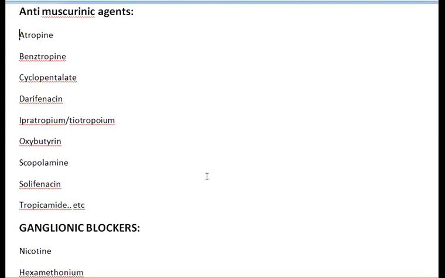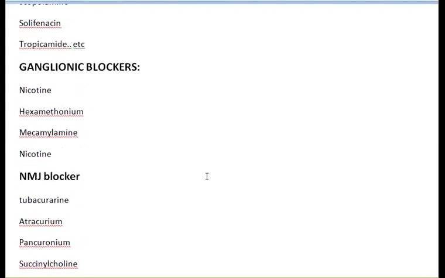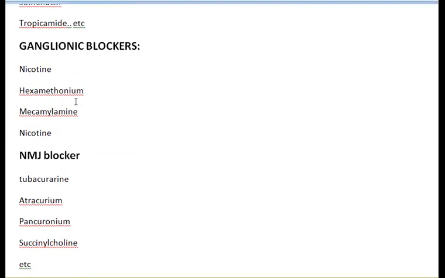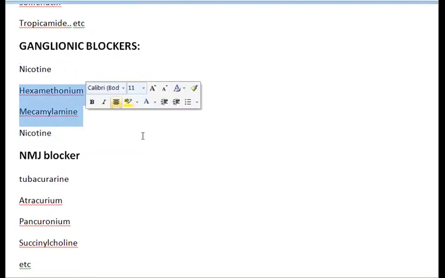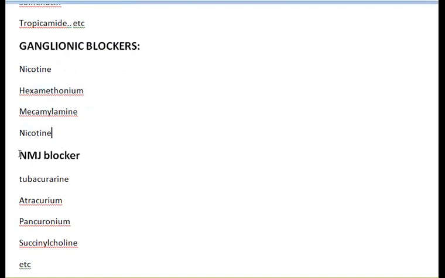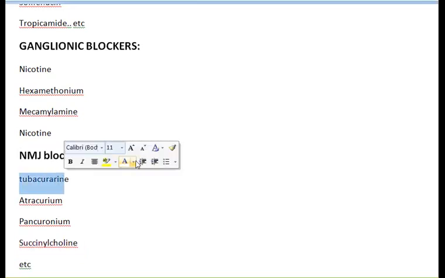But these ganglionic blockers are still remaining, which are not given in your first aid. Today we will be studying nicotine, which is a depolarizing ganglionic blocker. Then we will be studying hexamethonium, mecamylamine, and a few others also. And then we have the NMJ blockers, in which the most important ones are succinylcholine and tubocurarine.